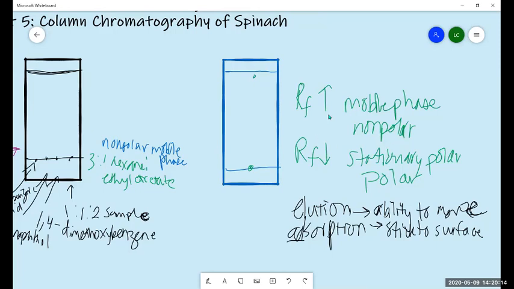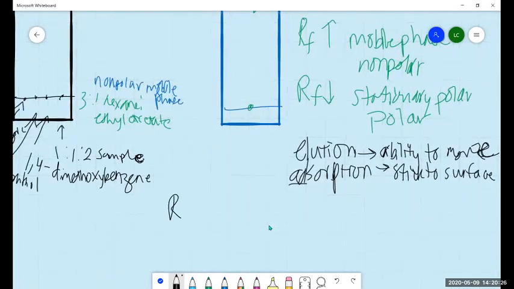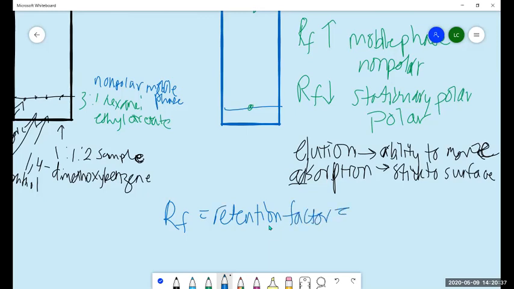Okay, so once again, these are different definitions to note. The RF, I'm going to talk about the retention factor a little bit. So RF equals the retention factor, which is the distance the sample or solute traveled, the elution distance, and it might be in centimeters, over the distance the solvent or your mobile phase traveled.